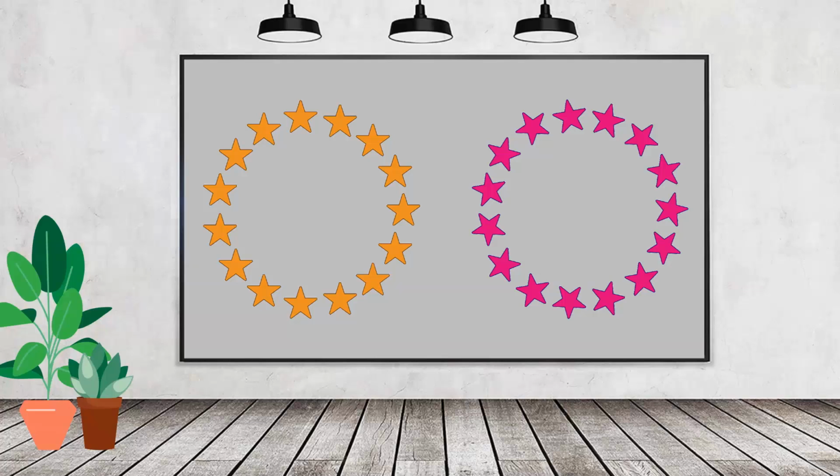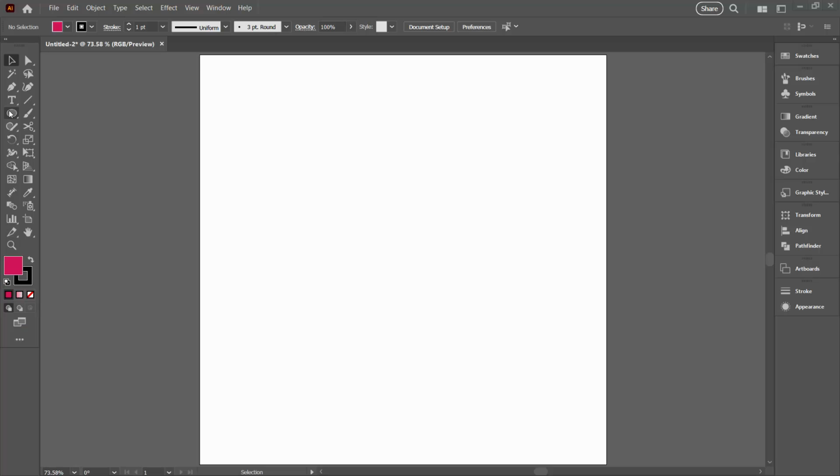Today we're going to look at spacing objects around a circle in Illustrator in a way that is dynamic and can be edited. Now I'm going to make my objects circles, but you could make them whatever you like.